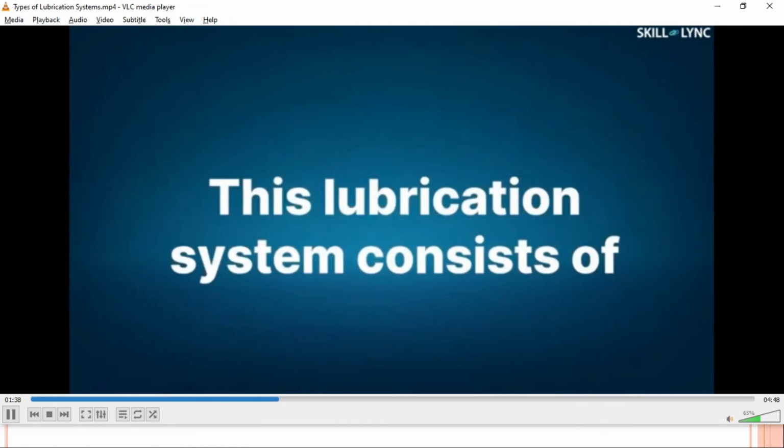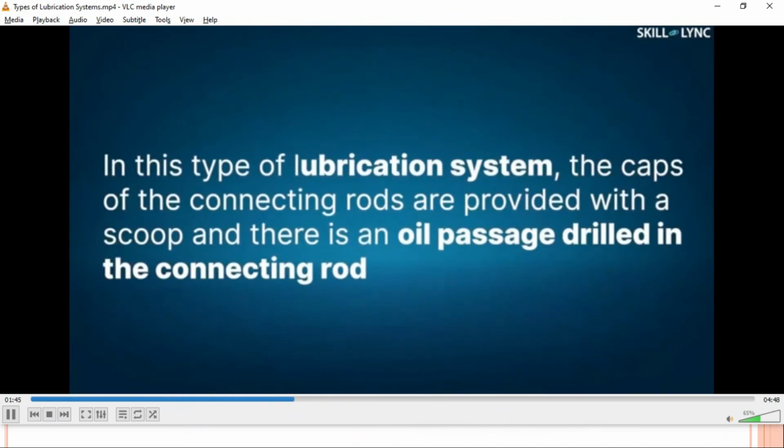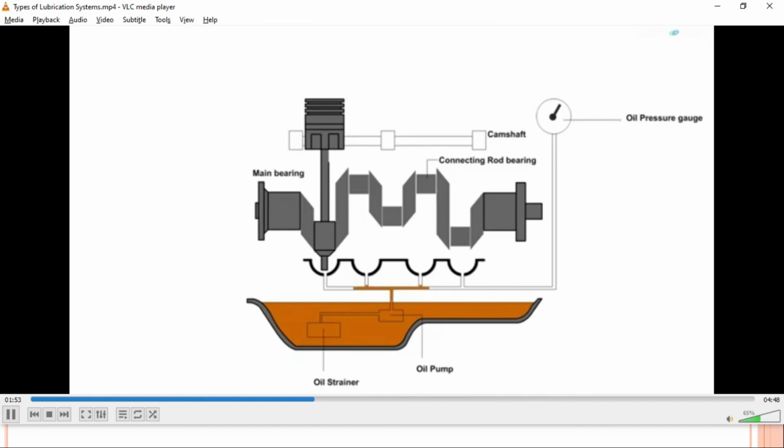This lubrication system consists of a sump, strainer, oil pump, and an oil trough. In this type of system, the caps of the connecting rods are provided with a scoop and there is an oil passage drilled in the connecting rod. The oil from the sump is filtered by the strainer and pumped to the trough by the pump.